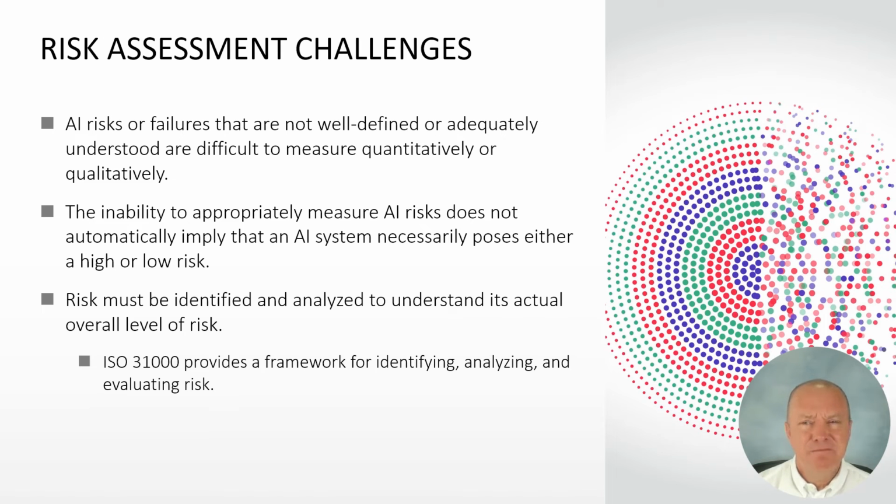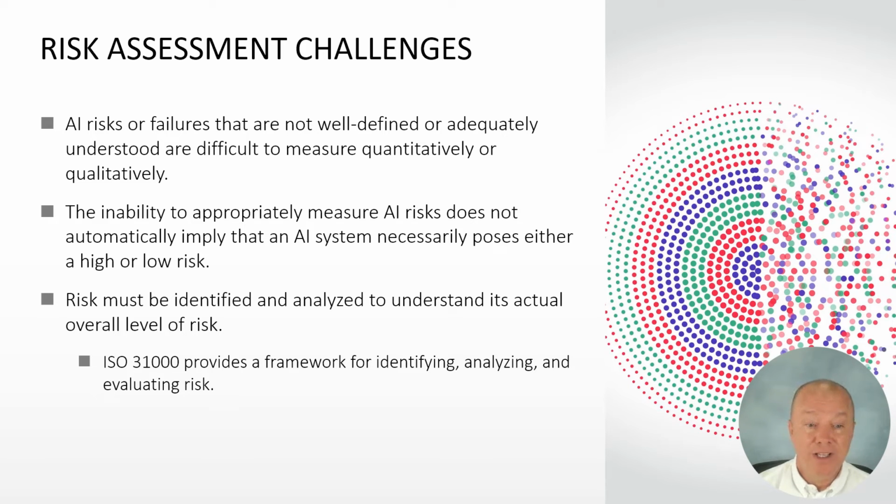So I claim that AI introduces a new level of ambiguity and complexity into assessing and managing operational risk. How do I mean? Well, AI risk or failures that are not well defined or adequately understood are difficult to measure quantitatively or qualitatively. And the ability to appropriately measure AI risks does not automatically imply that an AI system necessarily poses a high or a low risk. We simply have a hard time determining what risk is there. Risk must be identified and analyzed to actually understand its overall level of risk.